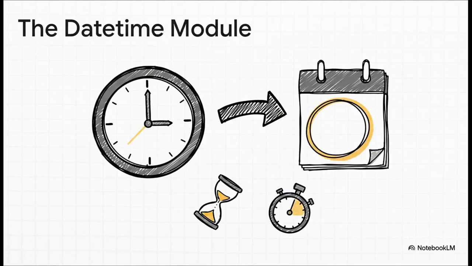Think about it. Almost every app deals with time in some way, right? Logging events, scheduling tasks, you name it. Python's datetime module is an absolute powerhouse for this. It handles dates, times, durations. Basically, if it's on a calendar or a clock, this module can handle it.